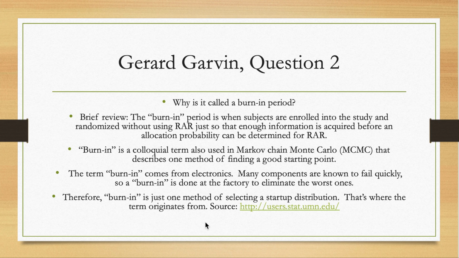So the burn-in is a colloquial term also used in Markov chain Monte Carlo, MCMC, that describes one method of finding a good starting point. And the term burn-in comes from electronics. Many components are known to fail quickly, so a burn-in is done at the factory to eliminate the worst ones. Therefore, burn-in is just one method of selecting a startup distribution. And that's where the term originates from. So the source there is users.stat.umn.edu, if you want to check it out.